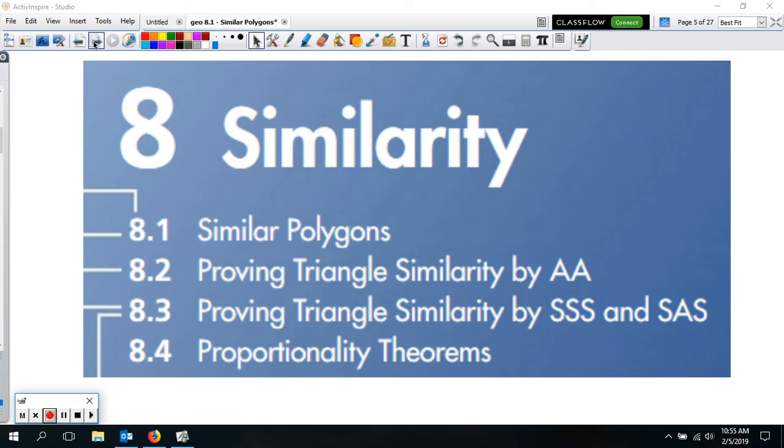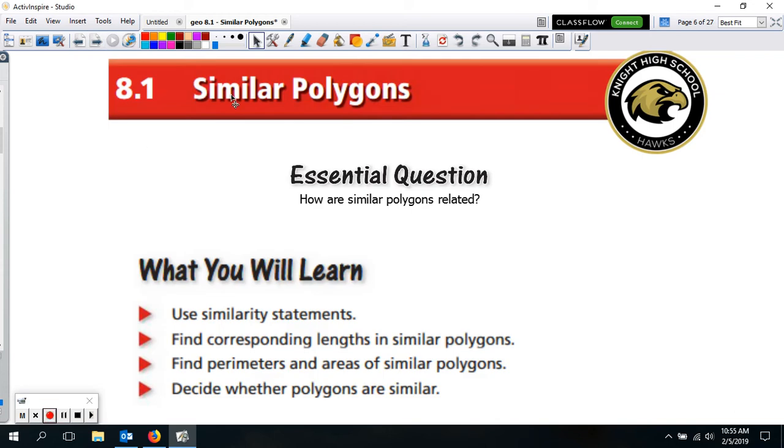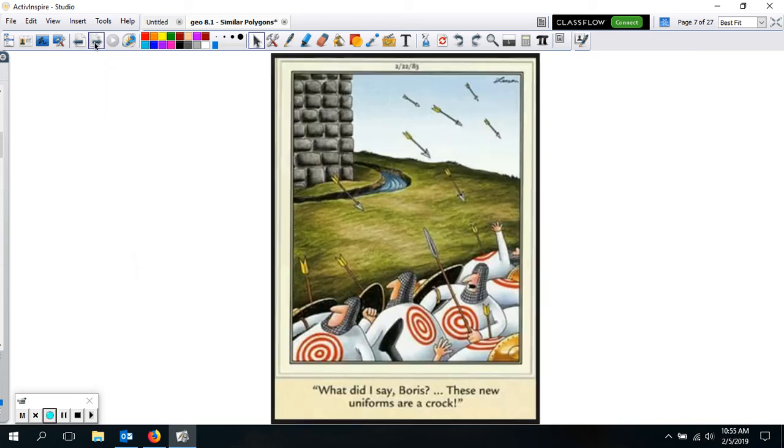So on to 8.1. We're talking about similar polygons in 8.1. How are similar polygons related? We're going to be using similarity statements. We're going to find corresponding lengths in similar polygons. We're going to find perimeters and areas of similar polygons, and we're deciding whether polygons are similar in this lesson. All right, but first let's do a little cartoon.